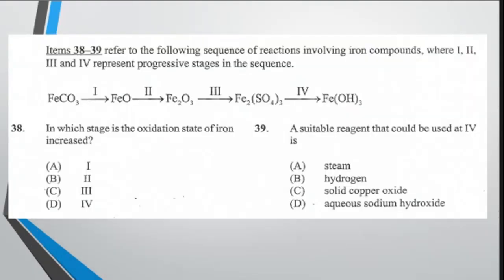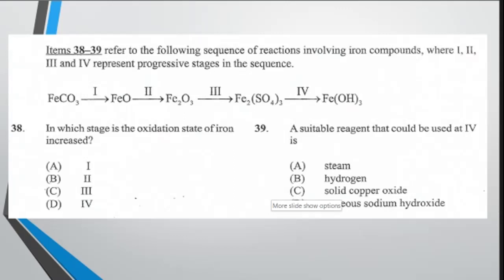All right, 38 and 39 refer to the following sequence of reactions involving iron compounds, where 1, 2, 3, and 4 represent progressive stages in the sequence. Now you see this sequence of equations and you ask yourself, "But I've never seen this before. How do they expect me to know it?" They're not expecting you to know the reaction. They just look at the question, see what they're asking you, and see if you can figure that out.